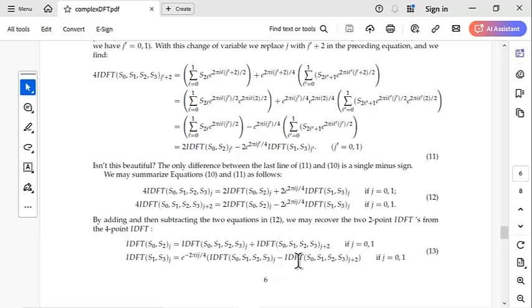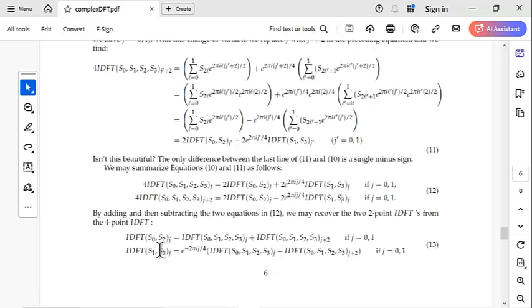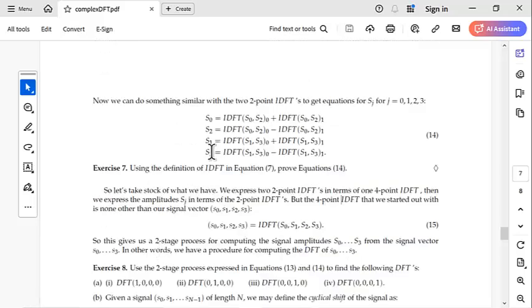Okay, so you're going to start out with the small s's, plug them in for these 4-point IDFTs, and these intermediate quantities you can keep the same. So you're going to use what you have here to compute these intermediate quantities. Then you're going to use these intermediate quantities to compute the final quantities. All right. So that's how it works.